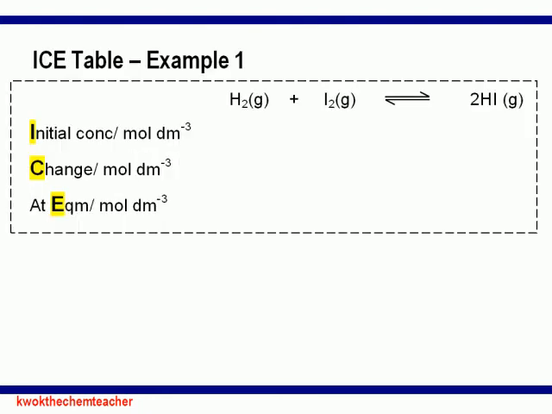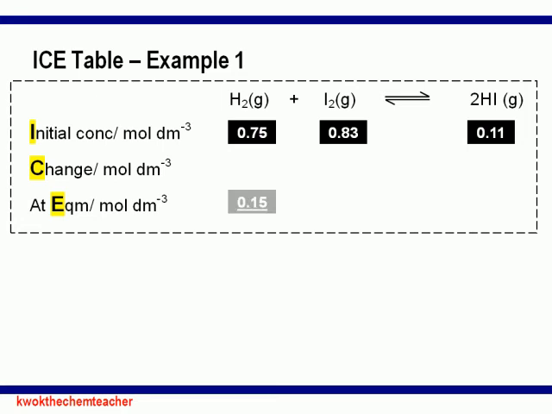This is an example of how an ICE table will look like. You can see that you have the equilibrium reaction equation shown above, and you have the rows that say I, C, and E. The units are also shown. The question tells us that hydrogen, iodine, and hydrogen iodide have the initial concentrations of 0.75, 0.83, and 0.11 mole per dm cube respectively. At the equilibrium, we are left with only 0.15 mole per dm cube. By simple mathematics, you would be able to deduce that there must be a loss of 0.6 mole per dm cube of hydrogen.